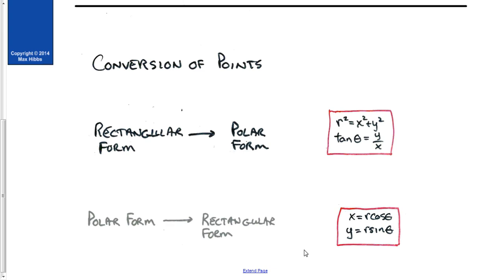Now, on the other hand, if we were going from polar form to rectangular form, polar form means we know r and theta, and we want to know x and y if we're converting. So we use this to calculate x because we know r and theta, and calculate y because we know r and theta. So this is what we would use in that case. In fact, on the next page, we'll do some of that.